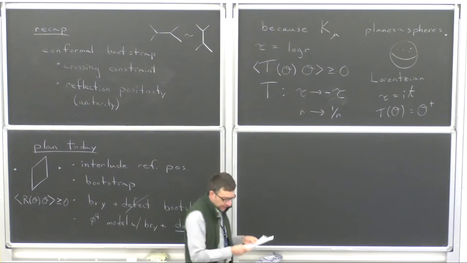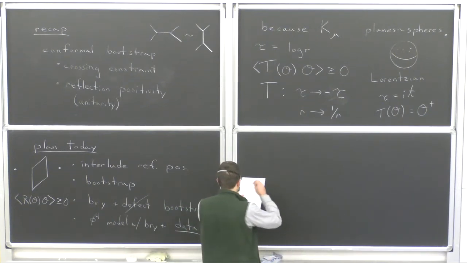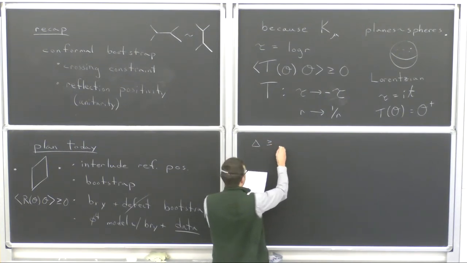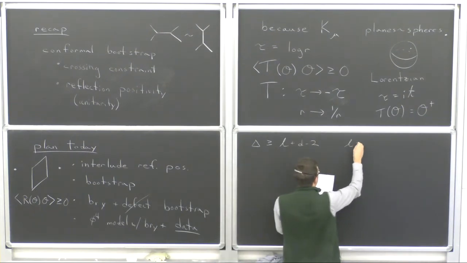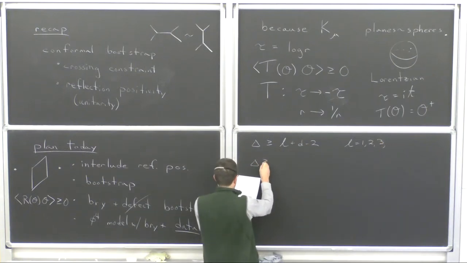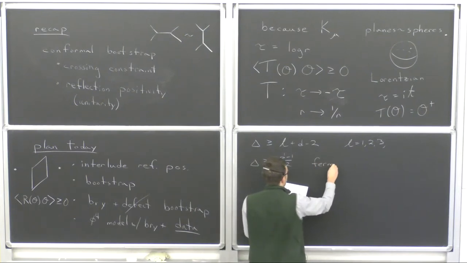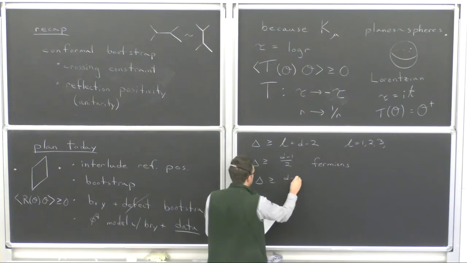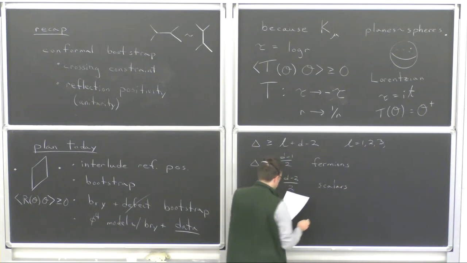So what I'd like to do, I had all of these bounds. What was it? These were the bounds I wanted to put: that delta is greater than L plus D minus 2 in a symmetric traceless representation, and that delta was greater than or equal to D minus 1 over 2 for fermions, and delta was greater than or equal to D minus 2 over 2 for free scalars. That's what I'd like to show you.